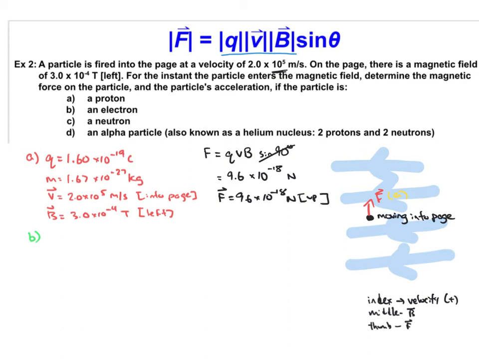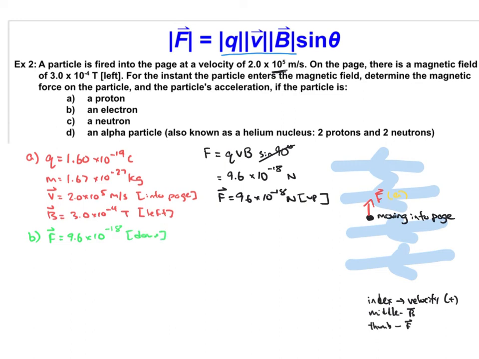Secondly, an electron has the exact same charge as a proton, it's just negative. So the magnitude will be the same because the Q value is the same. So the force on an electron will be the exact same. It's just the opposite direction.